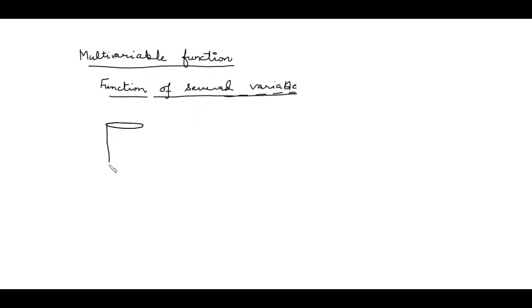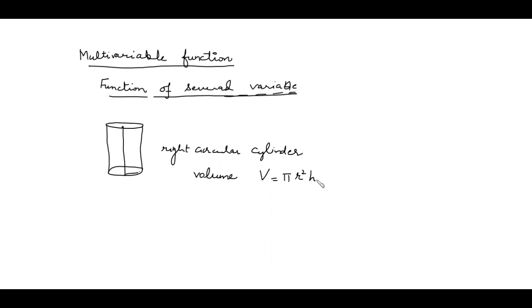Sometimes we know that the function depends on more than one variable. For example, in the case of this right circular cylinder, if we want to find out the volume of this cylinder, we know that this volume depends on two variables: one is r and another is the height, meaning radius and height. So this v depends on two independent variables r and h.